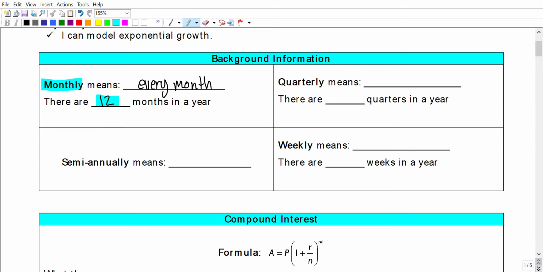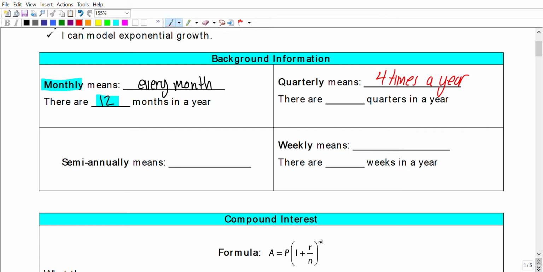All right. Next thing, quarterly. What does quarterly mean? Hopefully you guys remember that quarterly means 4 times a year. When you think of how many quarters in school you have, first semester has first quarter and second quarter, and then second semester has third quarter and fourth quarter. So you're looking at quarterly.